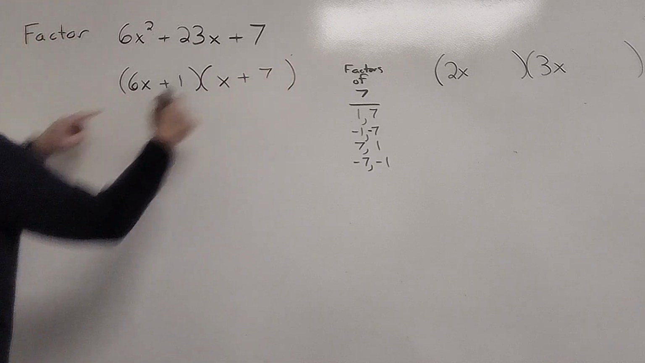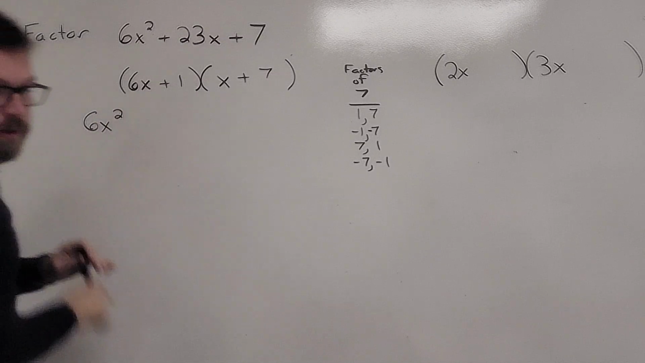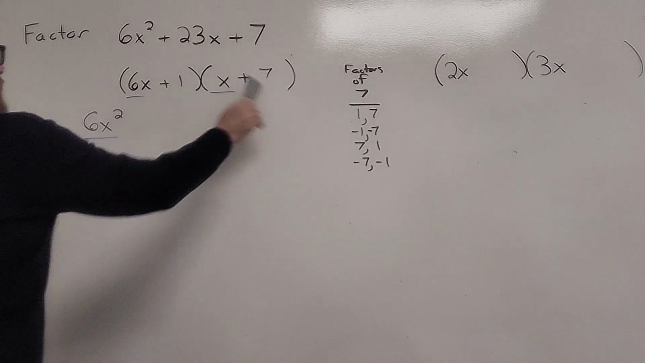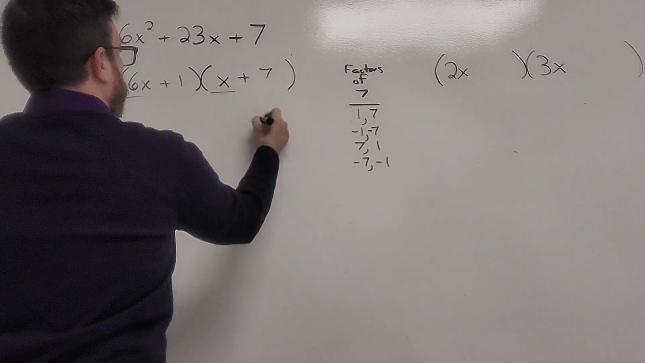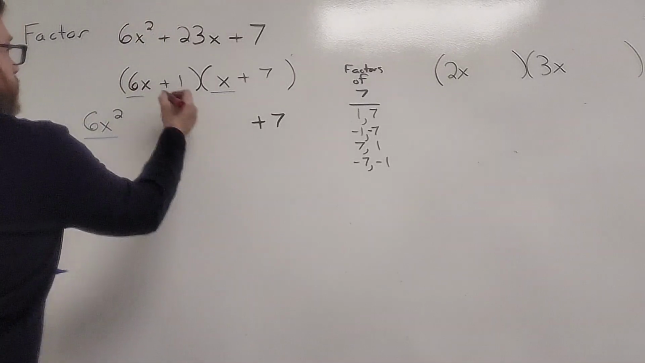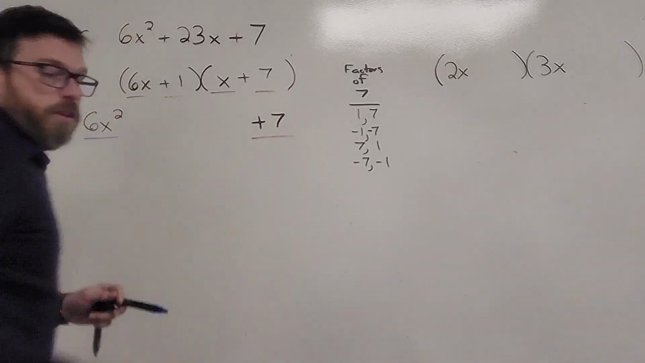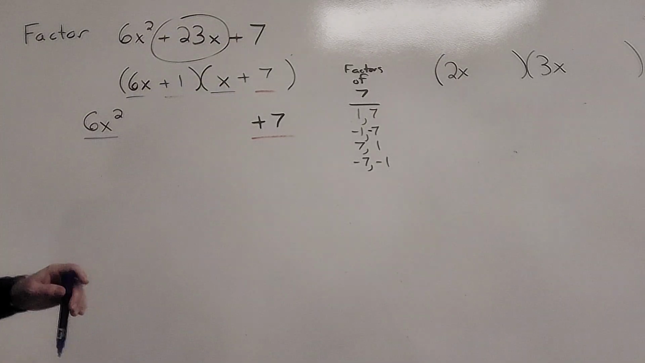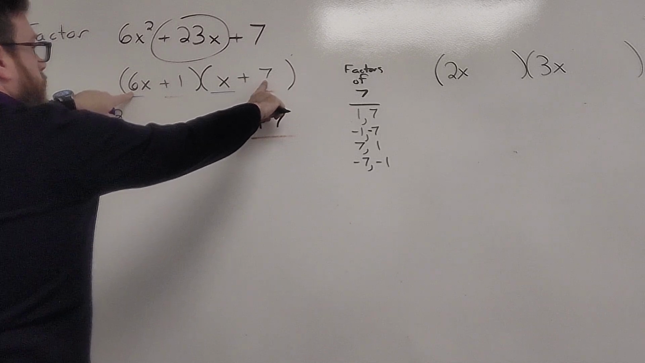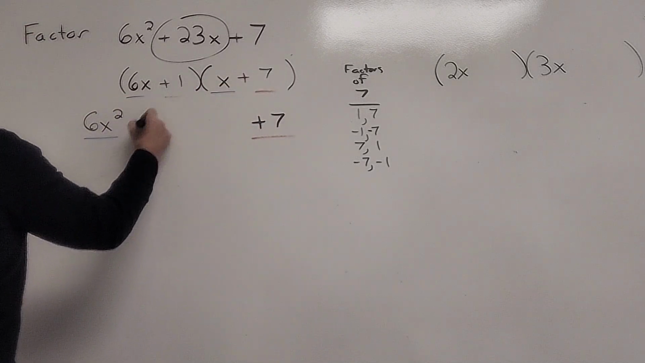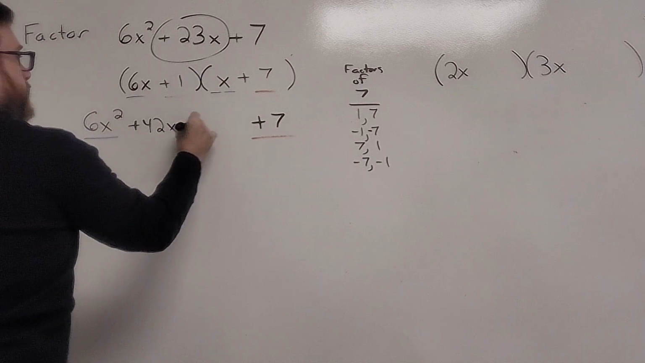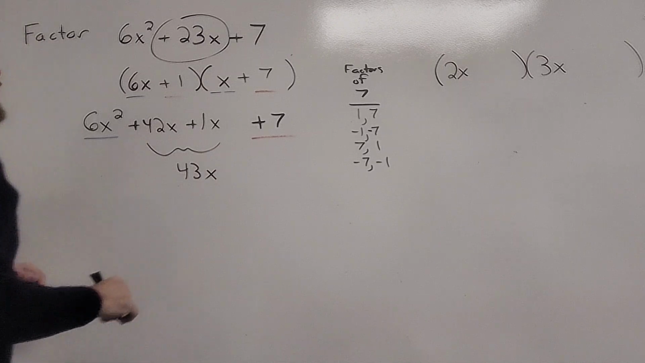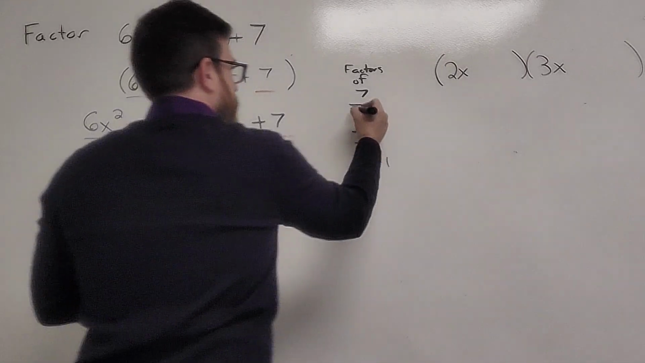Now we already know when we do firsts, we're going to get that 6x squared. That's why we did 6 times x to get the 6x squared. And we chose the 1 and the 7 because I know the last is going to be +7. That's what these are going to give us, right? +7. The trick is I need this to become a +23x when I do outside and inside. So it's not looking good. 6 times 7 is 42x. And then 1 times x is going to be another x. So this is going to add to 43x. So not quite 23. So this doesn't work.